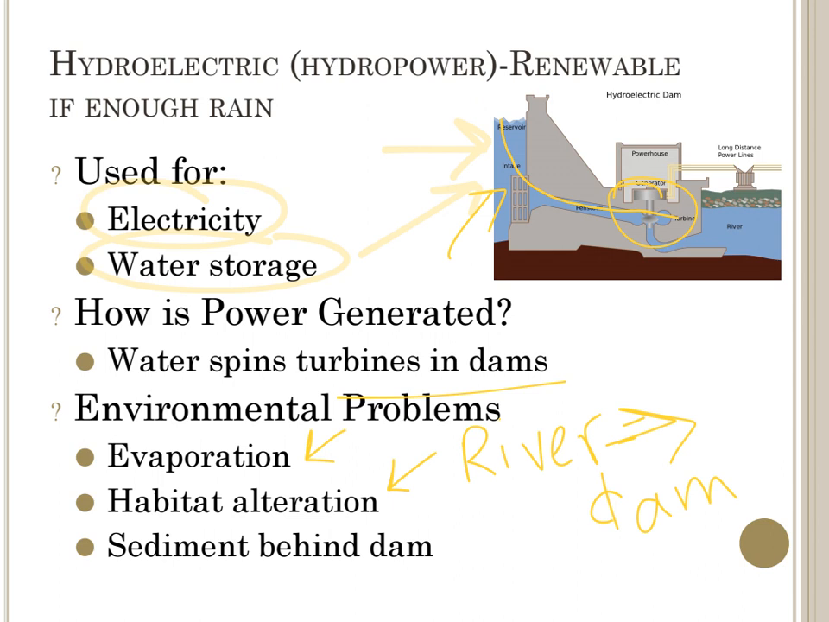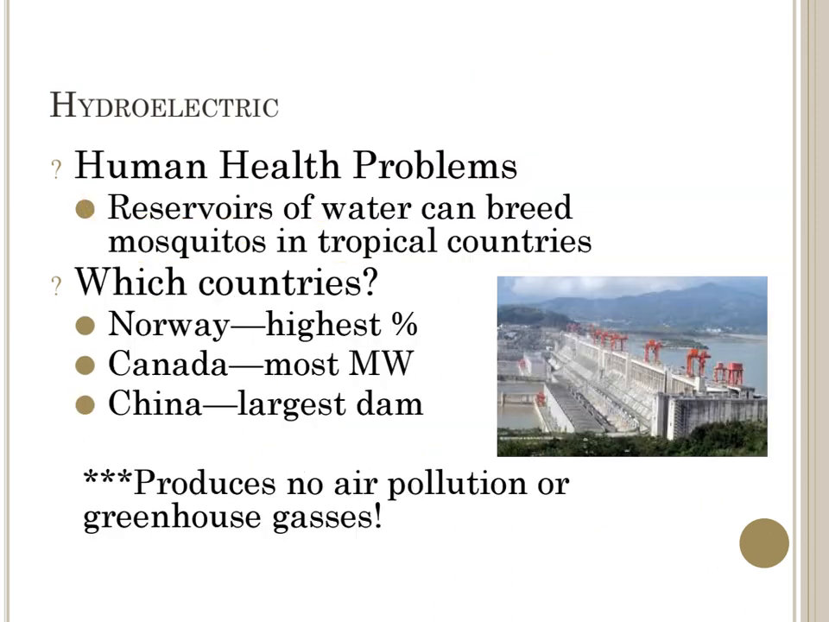And then we have sediment buildup behind the dam. So up here behind the dam, we have sediments. Rivers normally take sediments downstream, and these sediments are really good for building wetlands, for bringing nutrients for farmland. And so we block that, and then we have to dredge out those sediments from behind the dam. Our human health problems: in tropical countries, not in ours, the water can breed mosquitoes. And so that's a health problem.